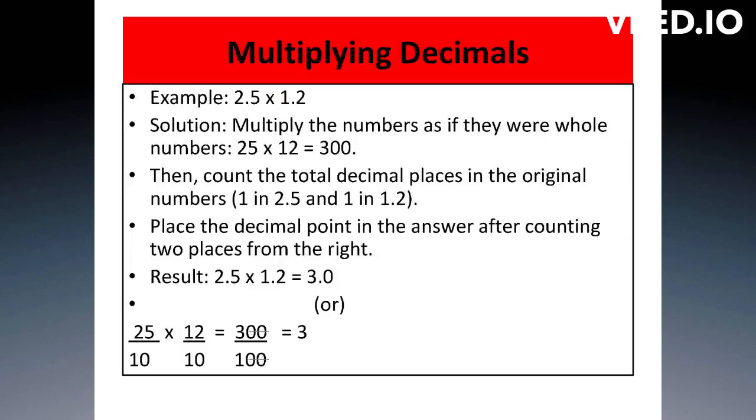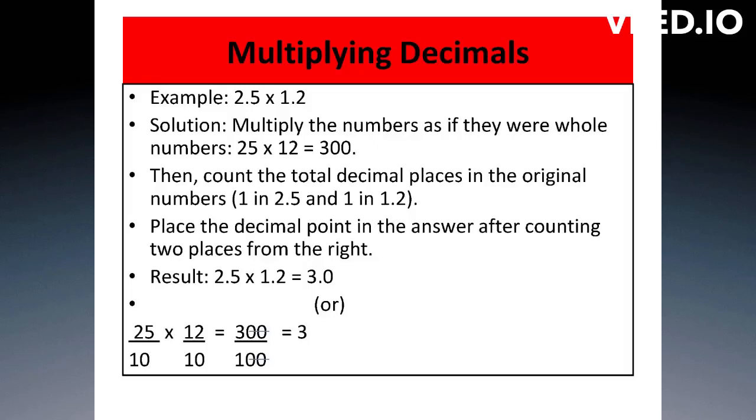So, how to multiply decimals? Here, children, I have taken a simple example, so you don't need to worry. You can understand it very clearly if you listen carefully. The example I have taken is 2.5 into 1.2. Now, how do we multiply when we have the point in the middle of the numbers?